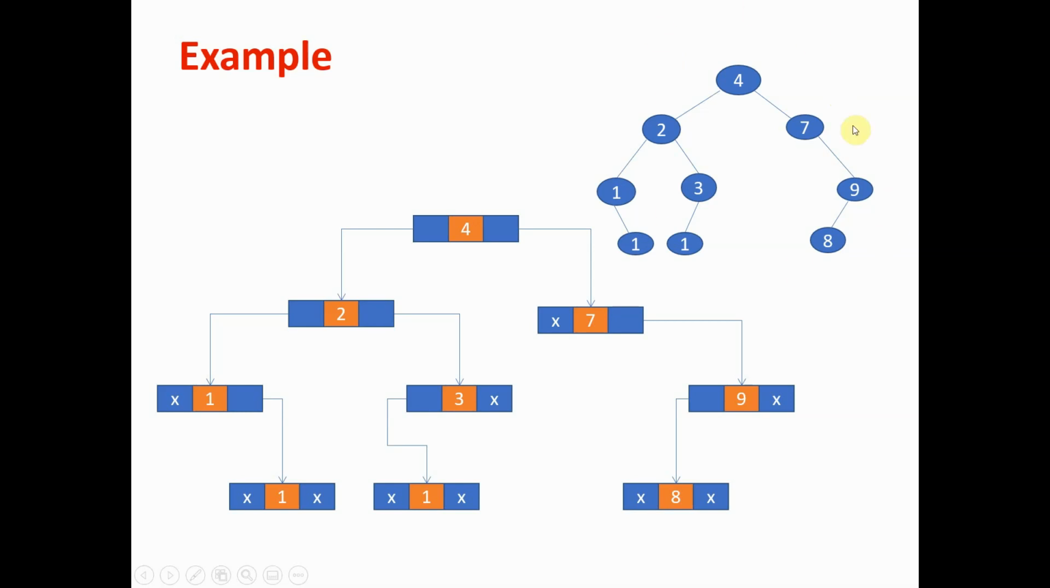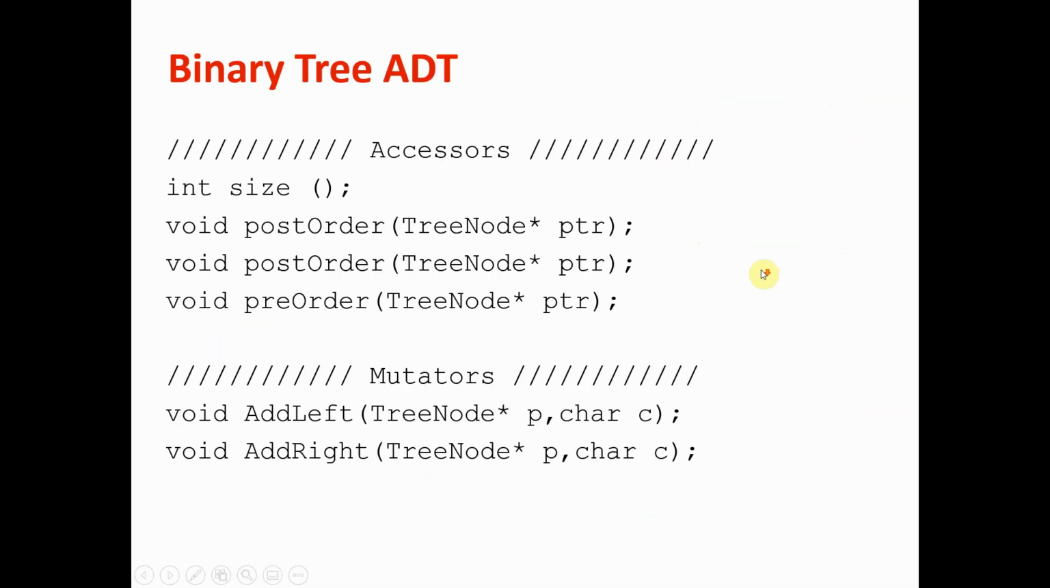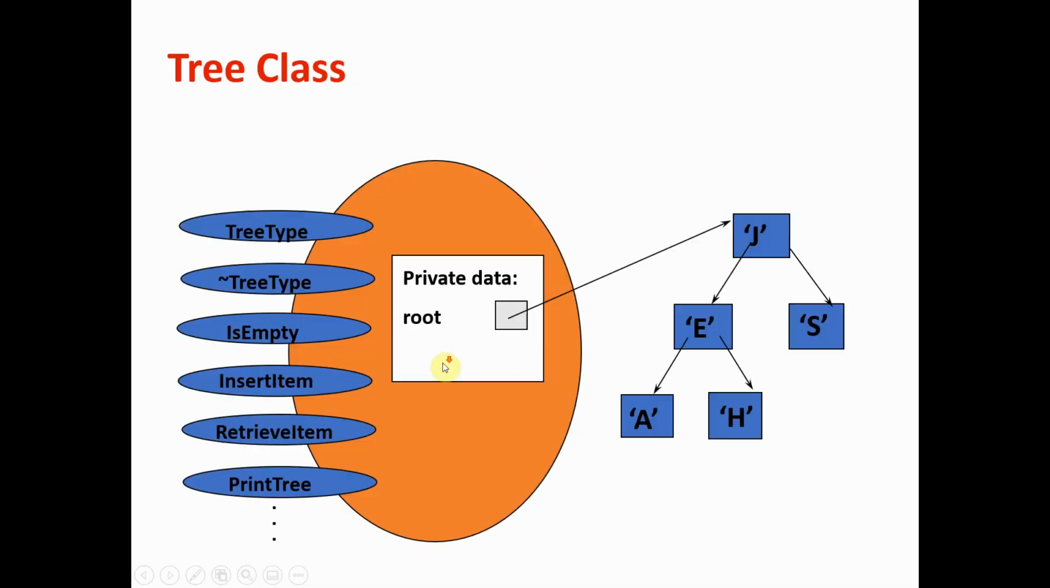Another example shows how we can represent this tree using a linked representation. Again, another example here is an arithmetic operation. I'm going to talk about traversal of a tree later, so we can see what these member functions are in the next video. You can find the size, the height, the depth, and you can have different accessors or getters for your tree class. For mutators, you can add a left node or a right node for a node. You can also have a constructor, a destructor, an isEmpty function, insert item, retrieve item, print the tree, and delete an item.